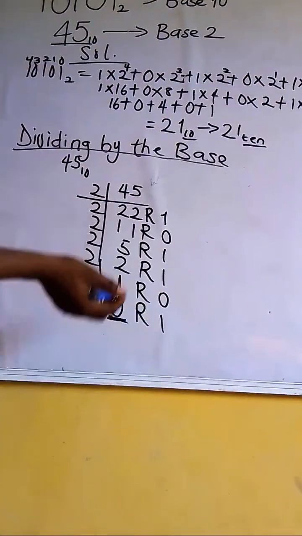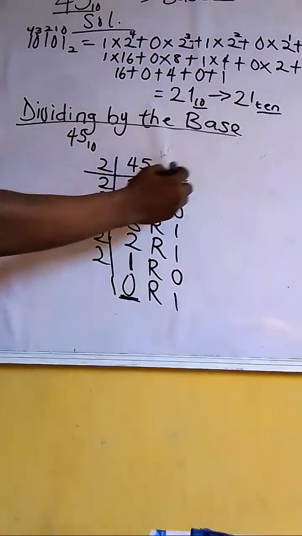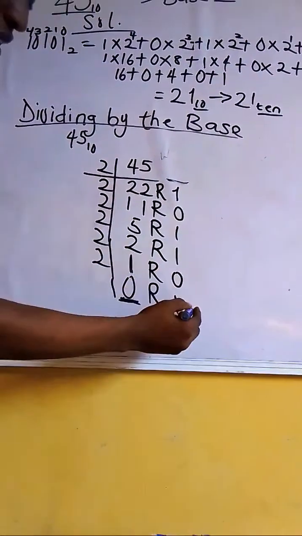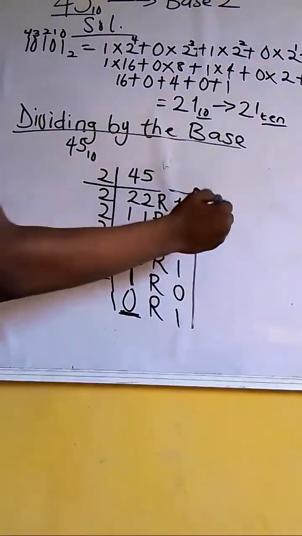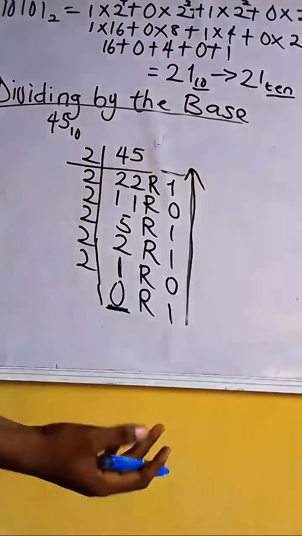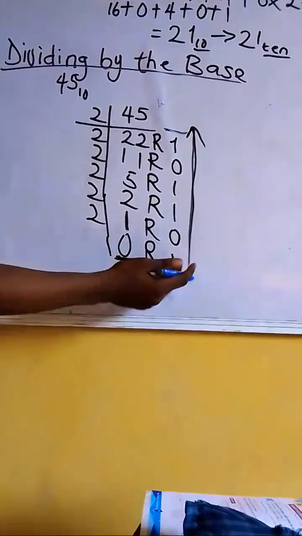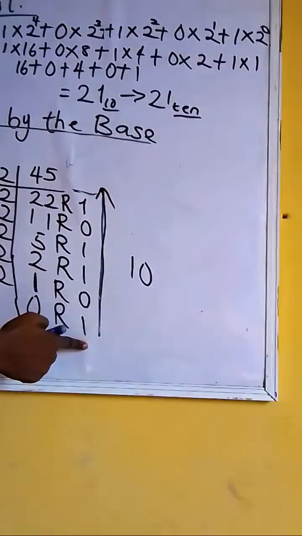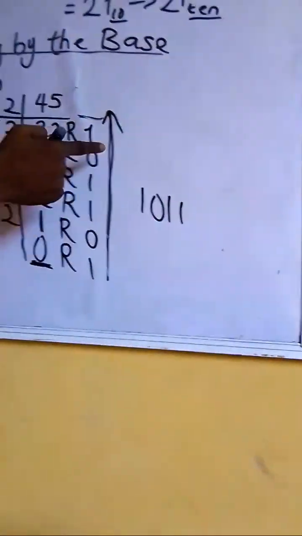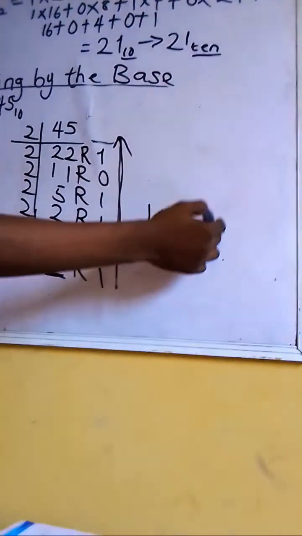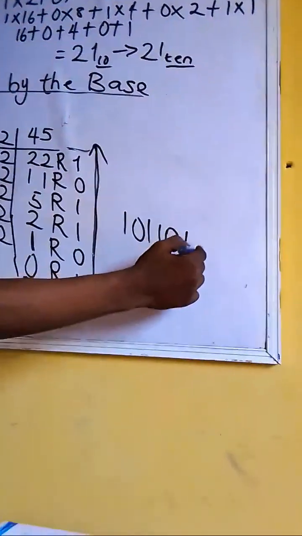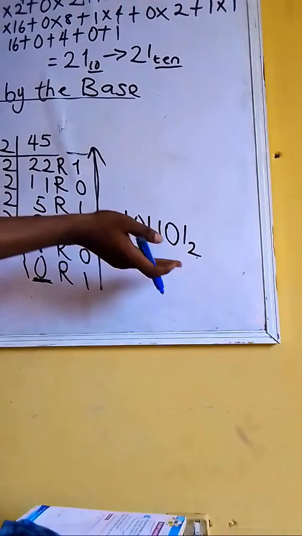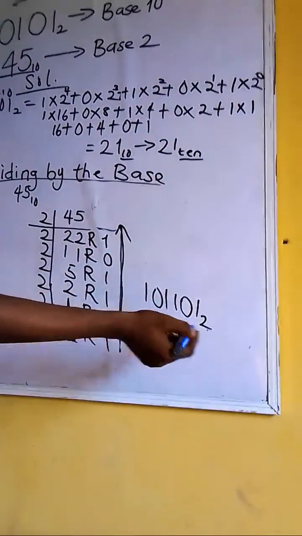So as we are done, I told you our answer is the remainder. But how do we get our answer? We are not going to just write the remainders from the top. We are going to take them from down to up, just like climbing a staircase. So we take our answer from the bottom up: 1, 0, 1, 1, 0, 1. That is the answer in base 2. Because base 2 consists of the numbers 0 and 1 only, all your numbers are less than 2.